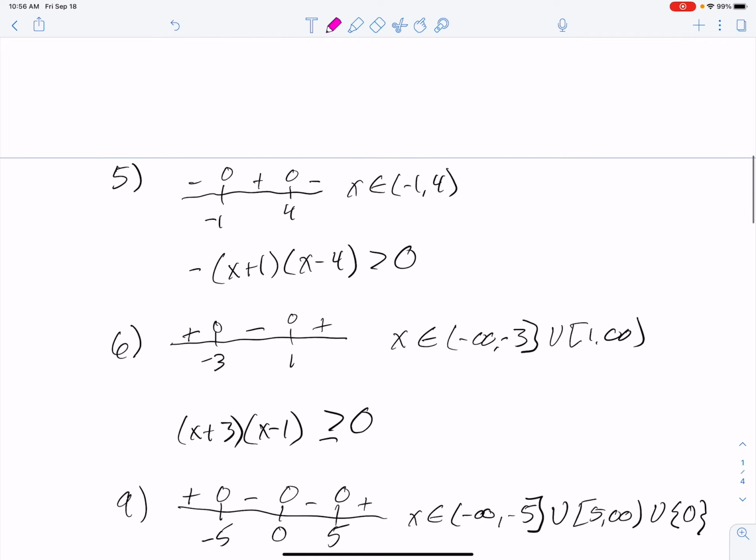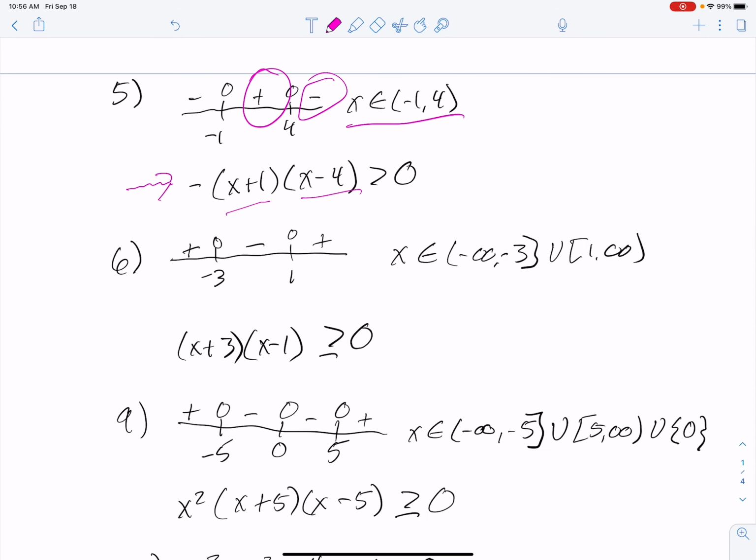Now, in number 5, they've given us a sign pattern and asked us to write the polynomial. First thing that's very easy to overlook, always check the sign furthest to the right. That's going to tell you whether or not you need a negative in front of your factors. From there, I know that I take and change the sign of -1, change the sign of 4. Now, since the solution set focuses on positive values and uses parentheses, I know that I simply want my greater than symbol.